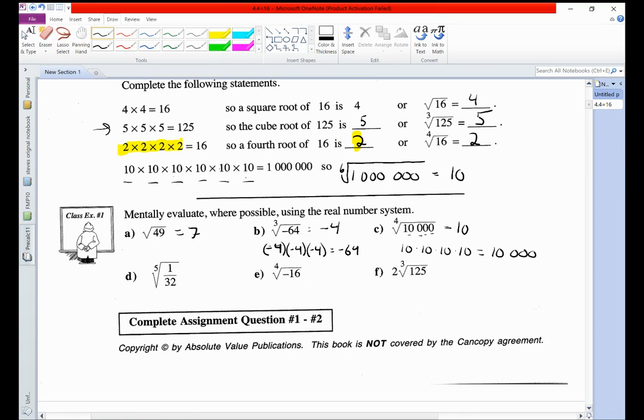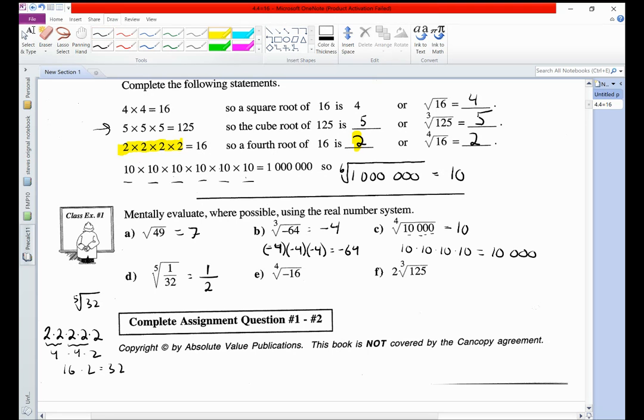The 5th root of 1 over 32. So you can think of this as the 5th root of 1 on the top, which will just be 1, and the 5th root of 32. So we're trying to find something that multiplies by itself 5 times to get to 32. So 2 times 2 times 2 times 2 times 2, you need to check that. 2 times 2 is 4, times 2 is 8, times 2 is 16, times 2 is 32. So that works. The 5th root of 32 is just 2, so the answer is 1/2.